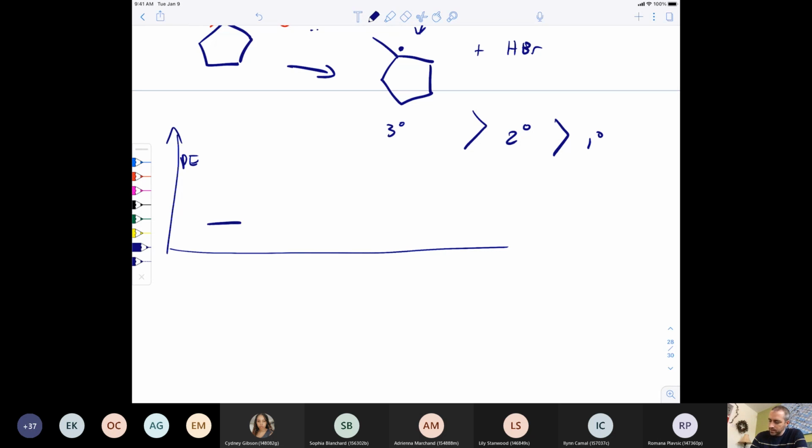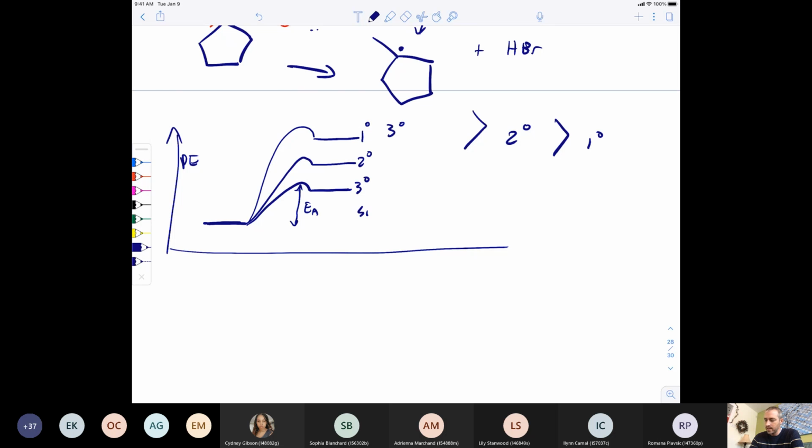And let's say your starting molecule is this energy, and we have to make a radical out of it. It's going to be a high energy to make a primary radical. If you're making a secondary, it's going to be more stable. And if you're making a tertiary radical, it's going to be more stable again. And what you notice here is that the height of the barrier, which is the activation energy, is smaller the more stable the intermediate is.